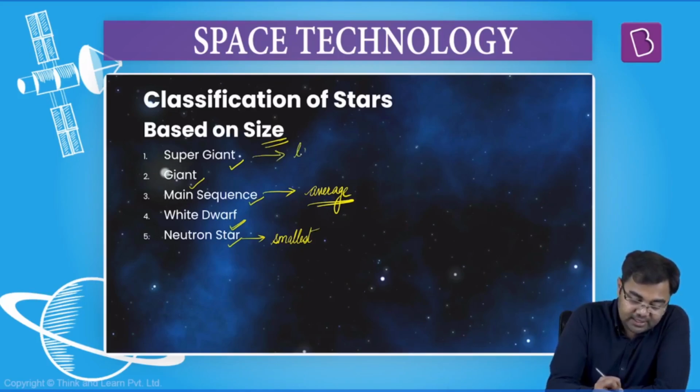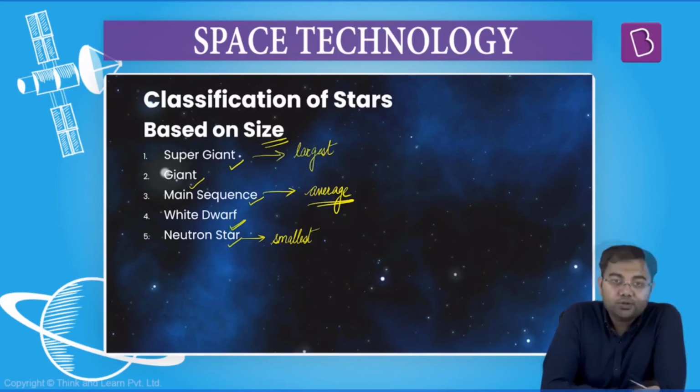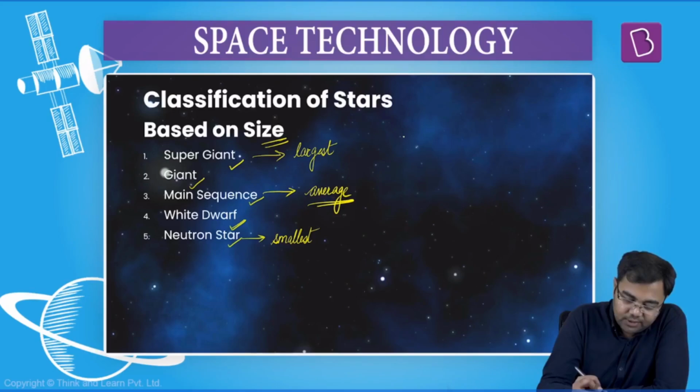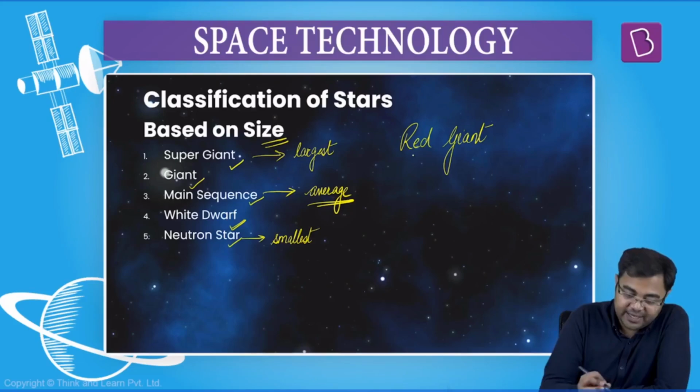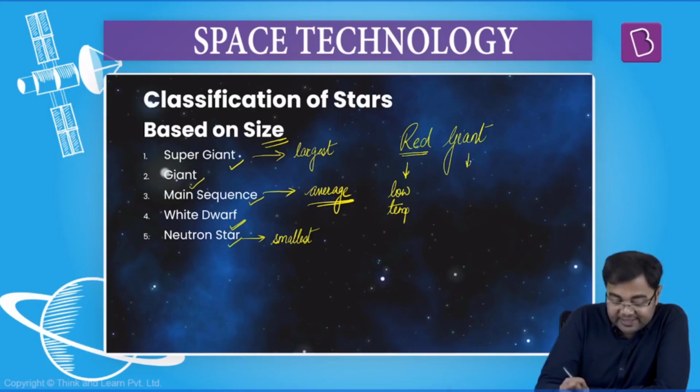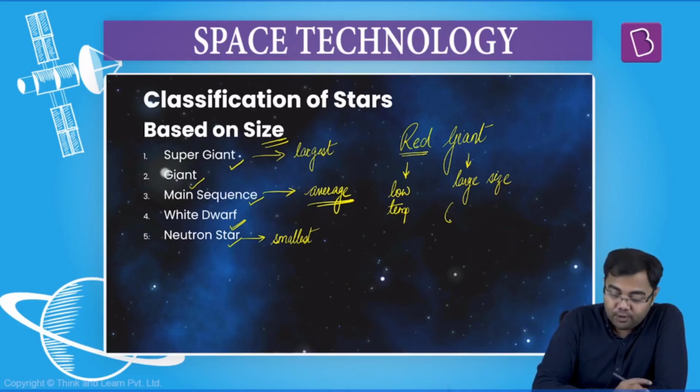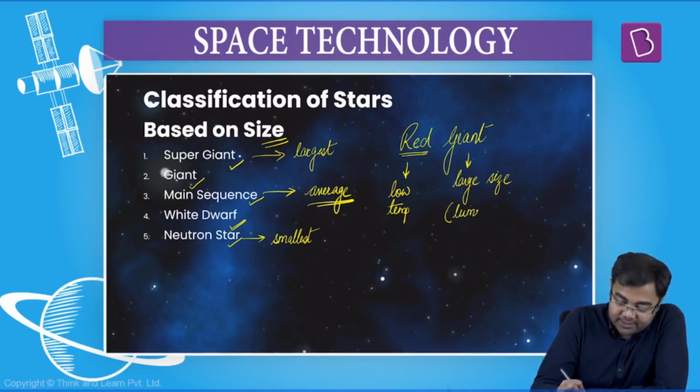Super giants are the largest. All right. So on the basis of temperature and size, we do this classification. So if I revisit a star which is called a red giant, it would mean that it has low temperature, and giant would mean that it has large size. Now also remember that from size also comes luminosity.